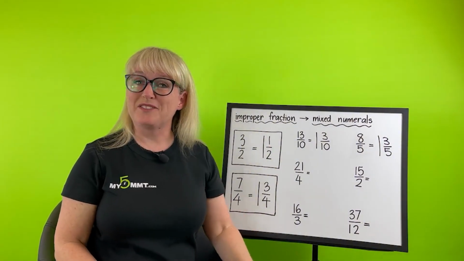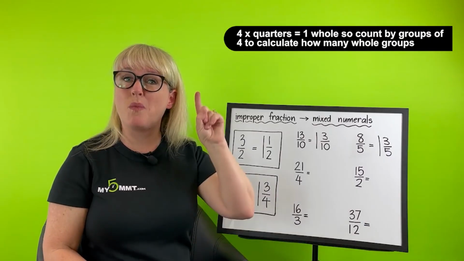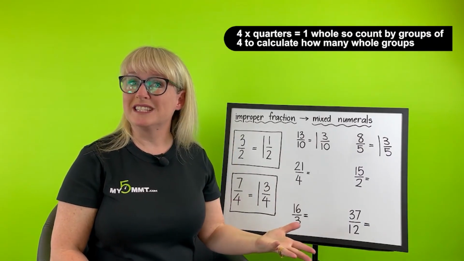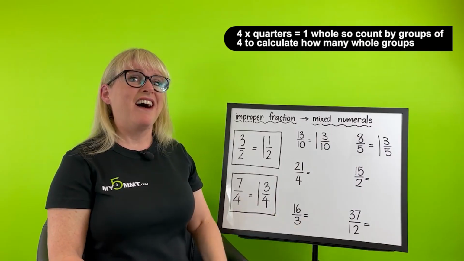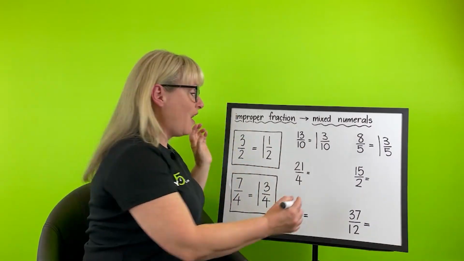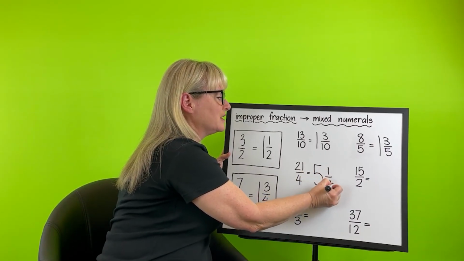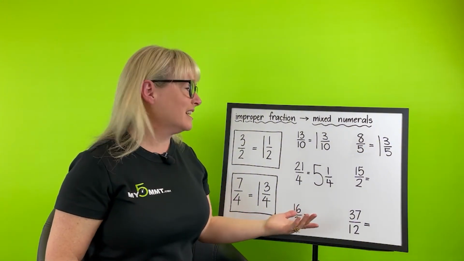21 quarters is a lot of quarters. If I put 4 quarters back together, I'll make one whole. Let's count by 4s and see how many wholes I can make. I can say 4, 8, 12, 16, 20. There's 5 complete wholes and 1 left over, so 5 and 1 quarter.